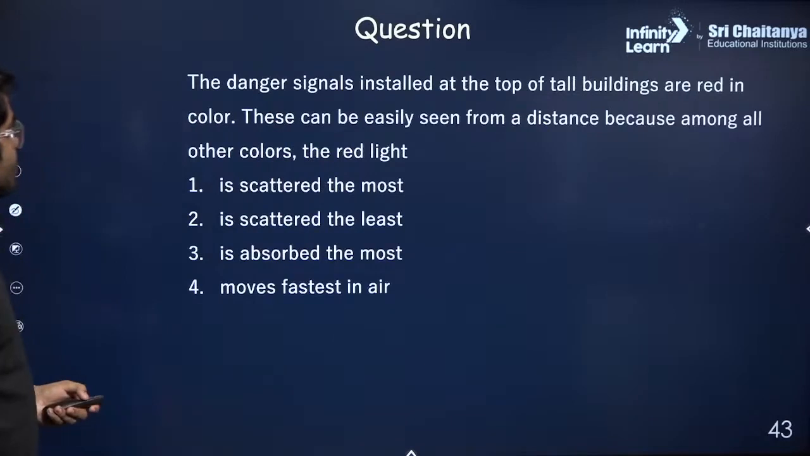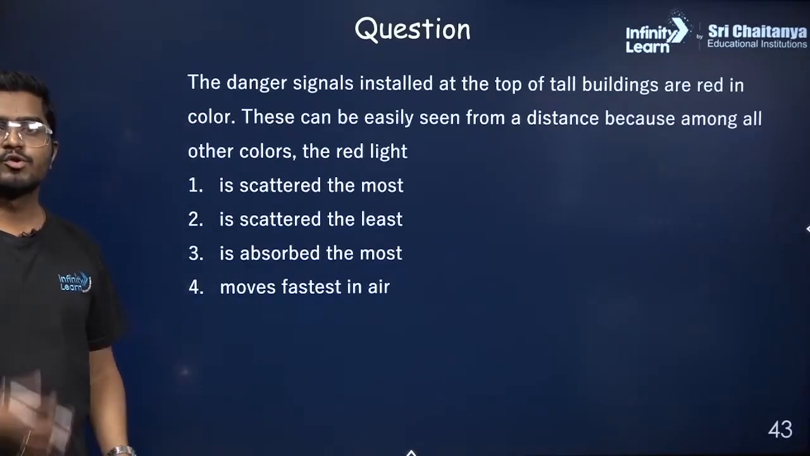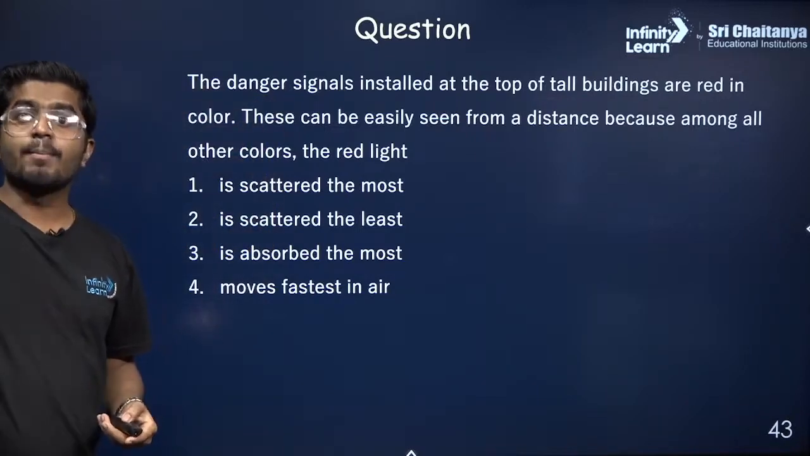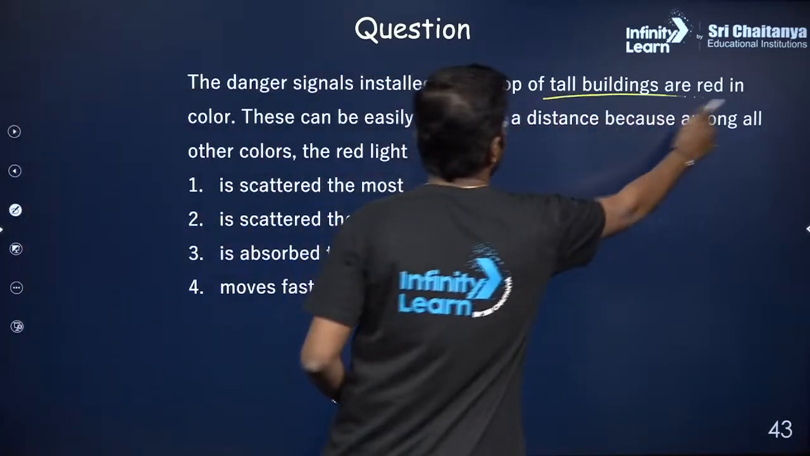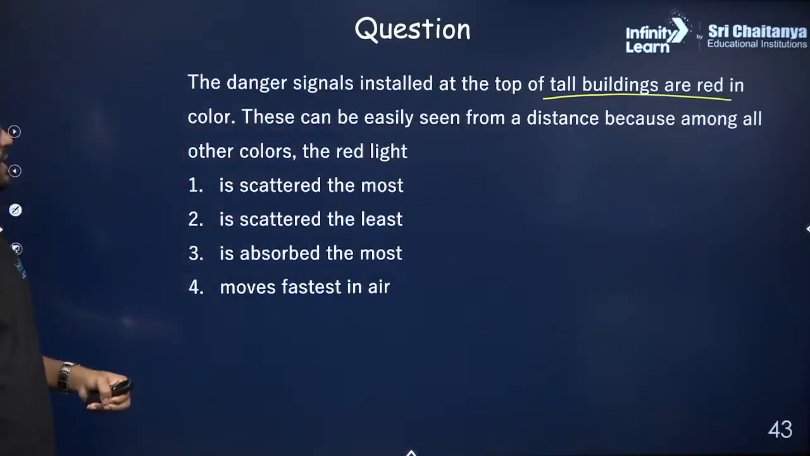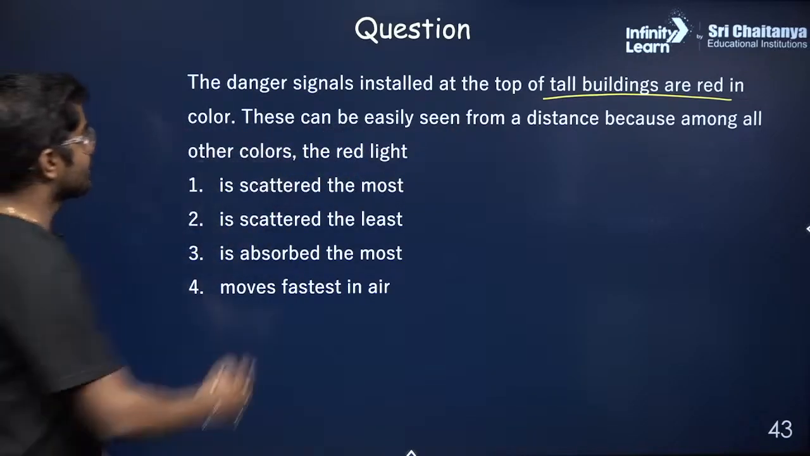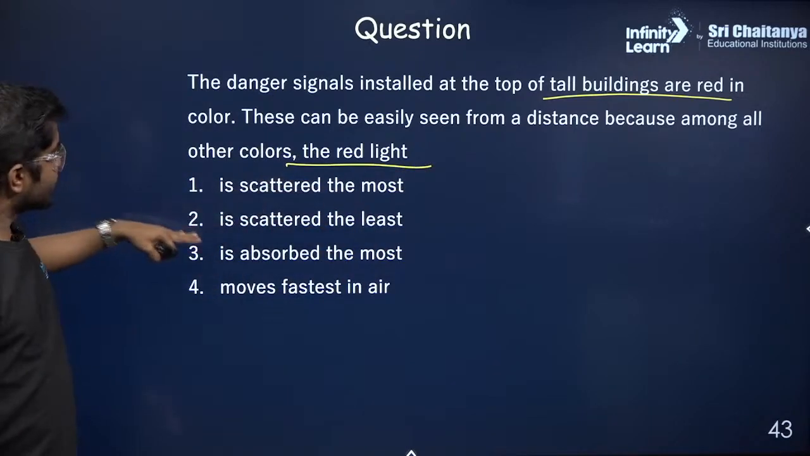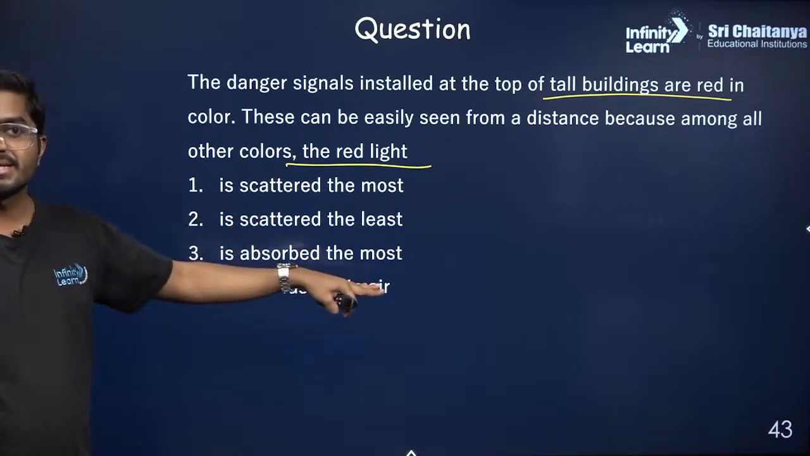Okay. Now there is, I think, the last or second last question, almost towards the end. Danger signals, you have seen on the top of the building they have the red color, correct? All the danger signals on the tall buildings are red. So what is the reason for that? These can be seen easily from a distance because among all the colors, red light will be scattered the most, scattered the least, absorbed the most, or moves fastest in the air?